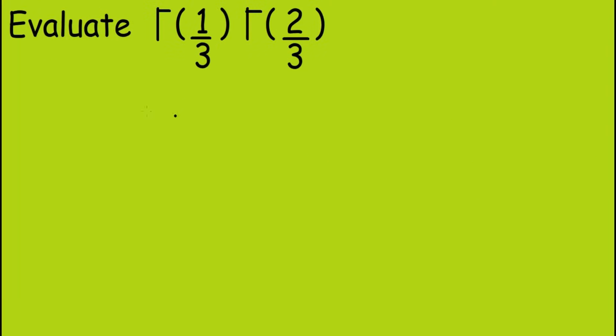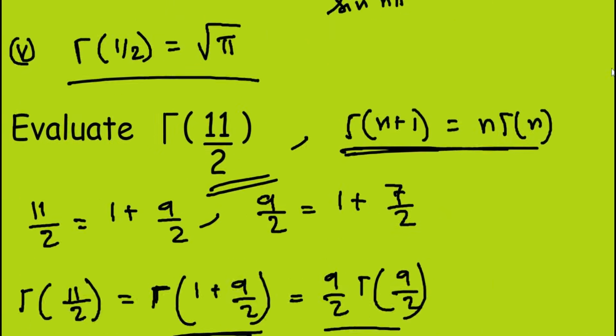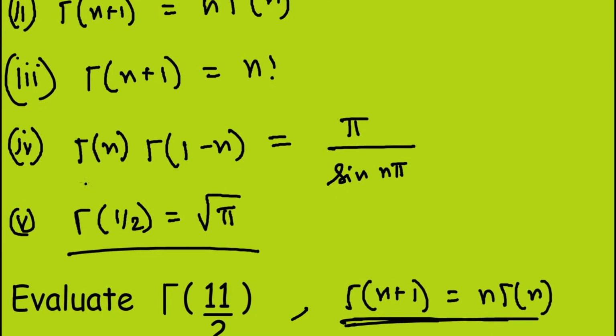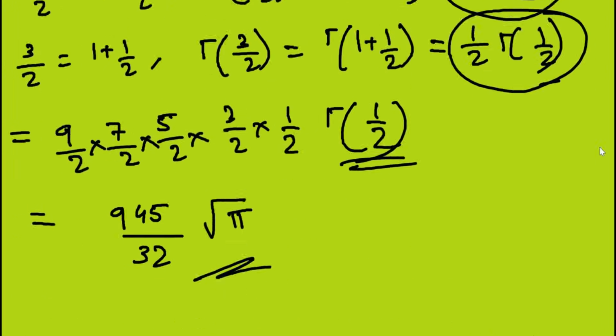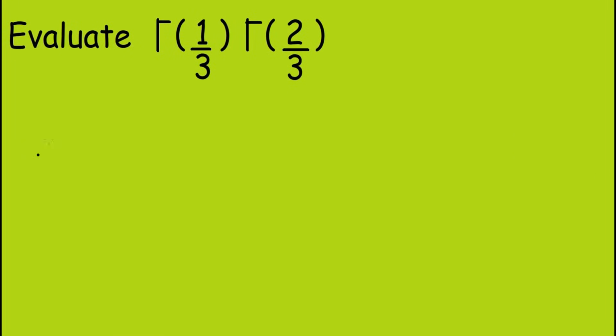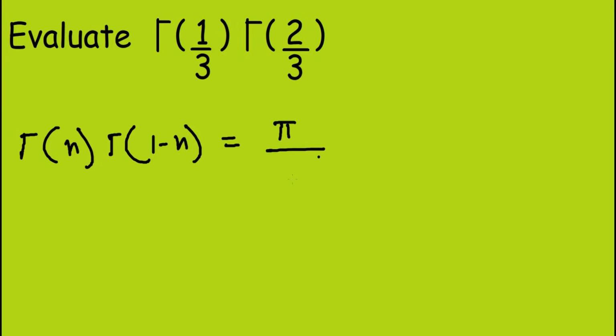So this next question asks, evaluate gamma 1 by 3 times gamma 2 by 3. To solve this one, we will use this property, that is, gamma n times gamma 1 minus n equals pi divided by sin n pi. So let me write it over here: gamma n times gamma 1 minus n is equal to pi divided by sin n pi. So we will use this.